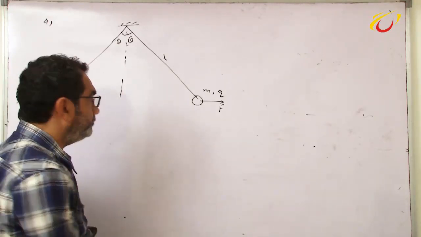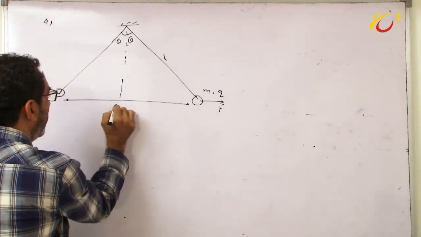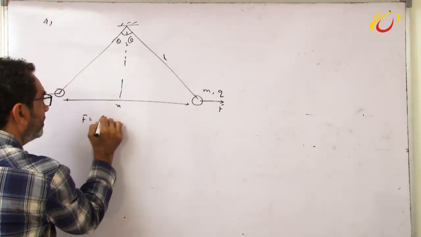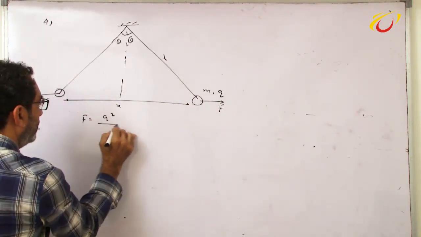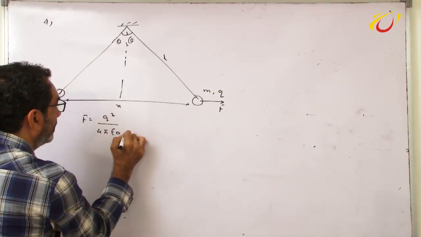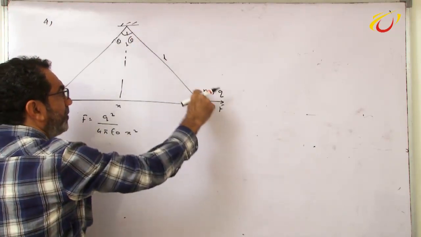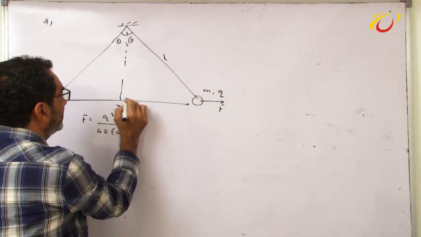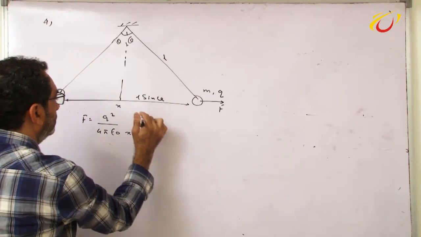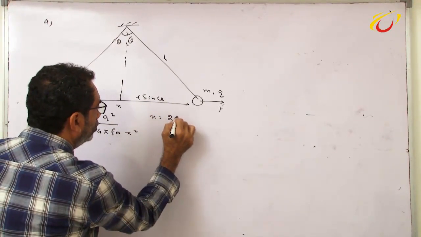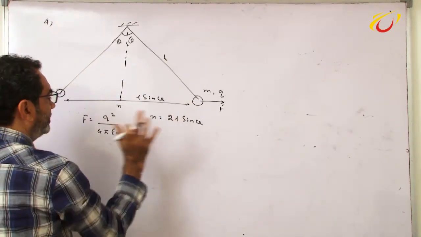Suppose this distance is x. So Coulomb force will be nothing but q1 q2, meaning q square, both charges are same, divided by 4 pi epsilon x square. Here this is the hypotenuse, this is the angle. So the opposite side will be L sine theta. So x will be 2L sine theta. This is L sine theta, L sine theta, both will be 2L sine theta.